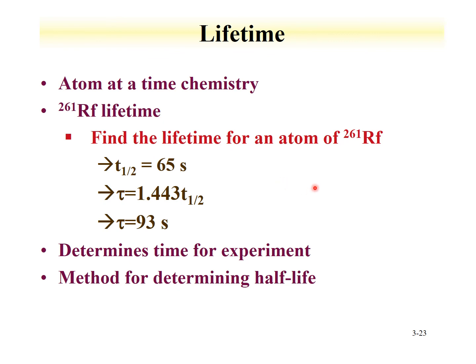So this gives you an idea, if you're making short-lived isotopes, so elements on the edge of the periodic table, at the end of the heavy elements, which are short-lived, of how much time you need to prepare these samples and perform your entire experiment so that you're not having too many atoms decay as you're preparing the sample.